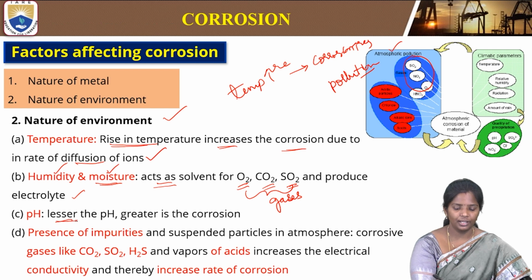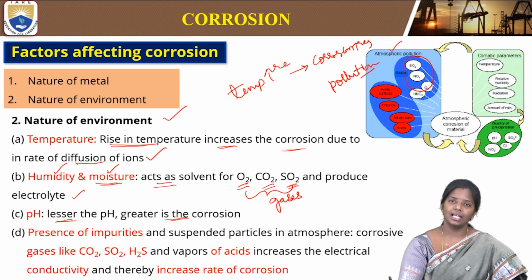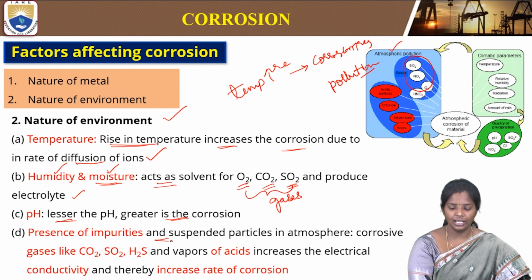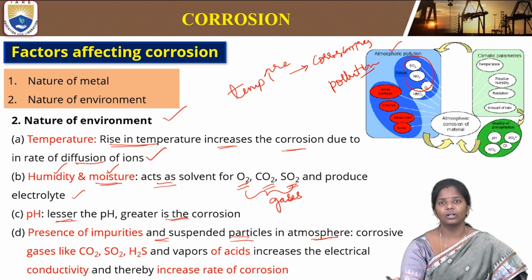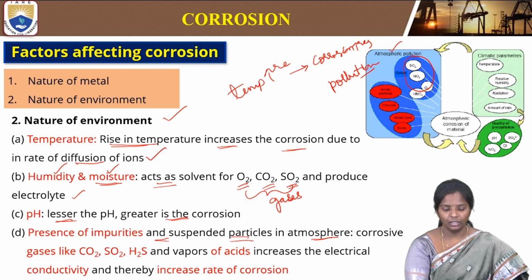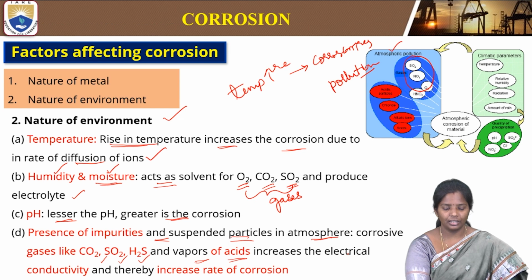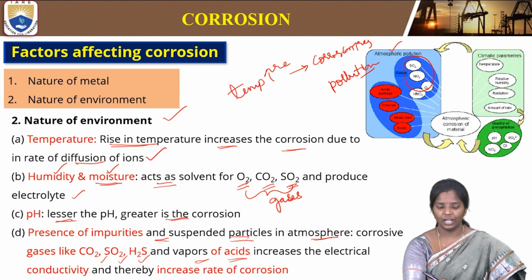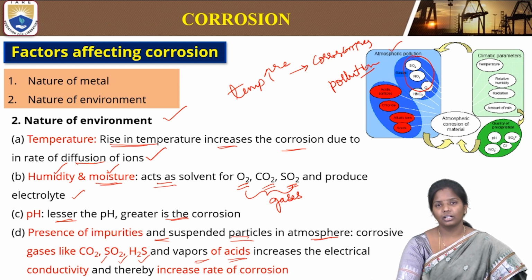Then pH. The lesser the pH, the greater will be corrosion, because at less pH it acts as an acidic medium. In acidic environment, the corrosion will increase as the rate of diffusion of ions also increases in acidic medium. Then presence of impurities and suspended particles in the atmosphere. These impurities and suspended particles like air or any other gases act as a medium, and vapors of acids and corrosive gases like carbon dioxide, sulfur dioxide, hydrogen sulfide increase the electrical conductivity and thereby increase the rate of corrosion. As we discussed before, these vapors of acids or any gases will act as a medium for corrosion.